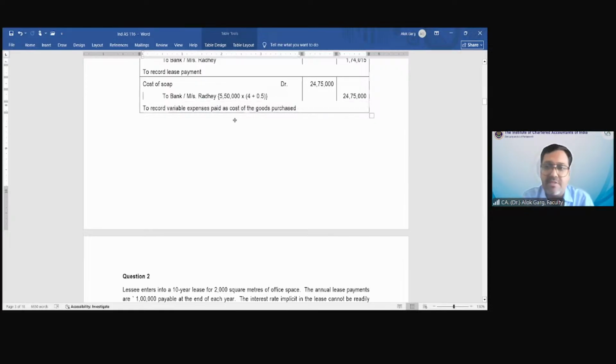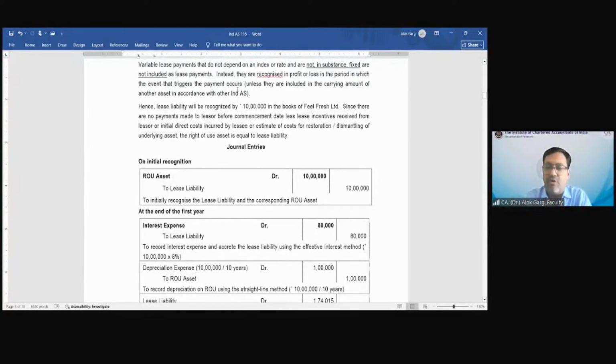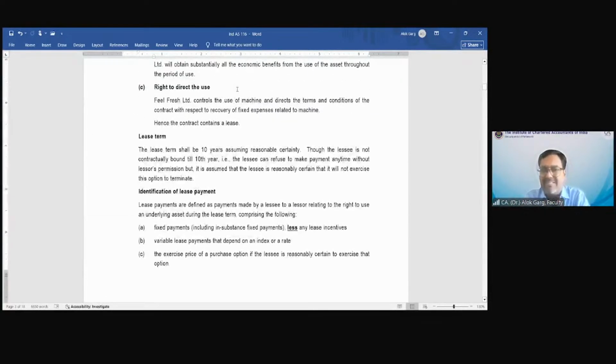cost of goods purchased. This is a very good question on determining whether it is an identified asset, whether the right to control the use of the asset will be there, then what are the lease payment, fixed payment, variable payment, then computation of the lease liability, right of use asset, interest cost, depreciation, and the variable payment to be charged in the P&L, right? I hope you guys have understood this question very well, right?